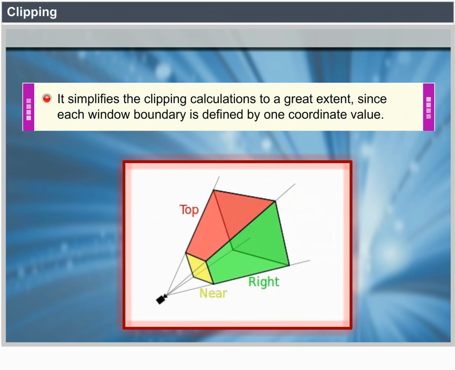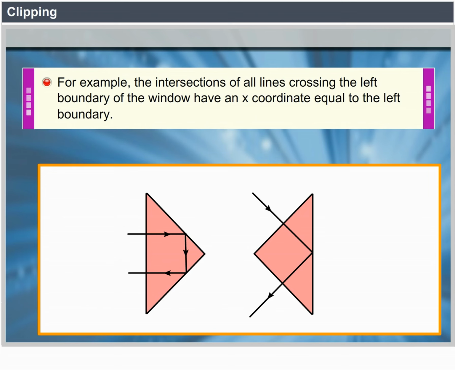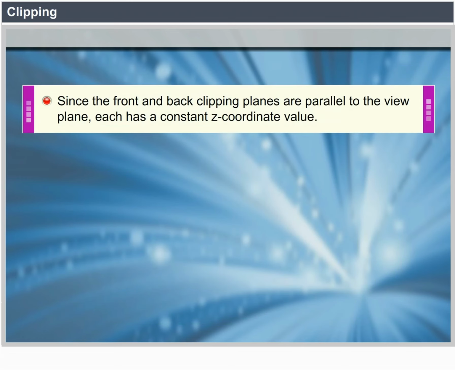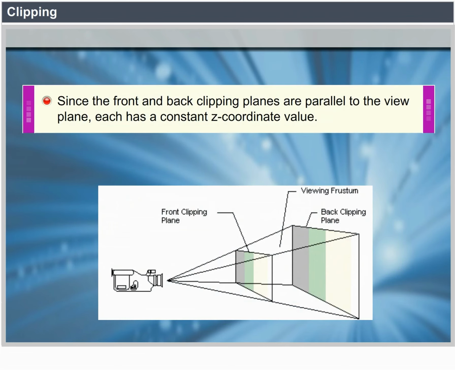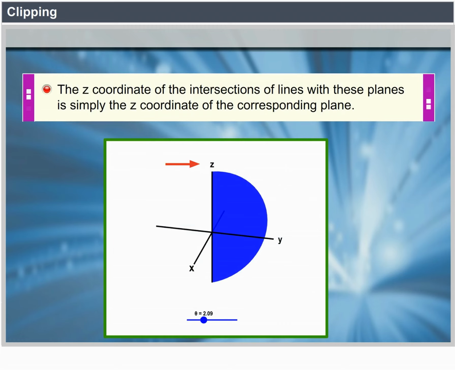This greatly simplifies the clipping calculations because each window boundary is defined by one coordinate value. For example, the intersections of all lines crossing the left boundary of the window have an x-coordinate equal to the left boundary. View volume clipping boundaries are planes whose orientations depend on the type of projection, the projection window, and the position of the projection reference point. Since the front and back clipping planes are parallel to the view plane, each has a constant z-coordinate value. The z-coordinate of the intersections of lines with these planes is simply the z-coordinate of the corresponding plane.